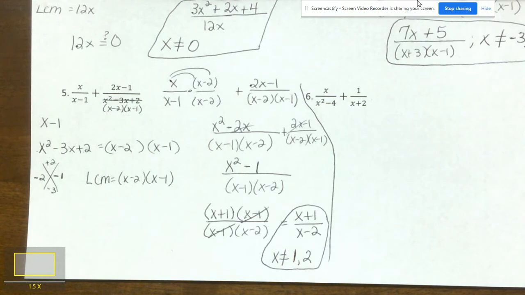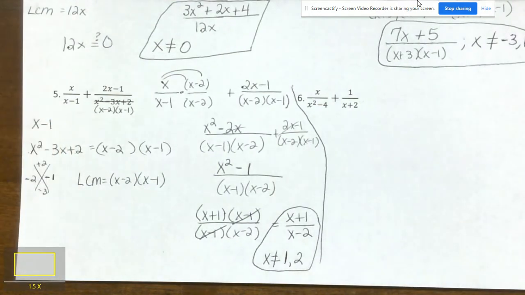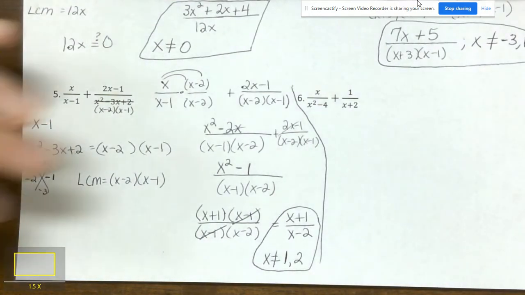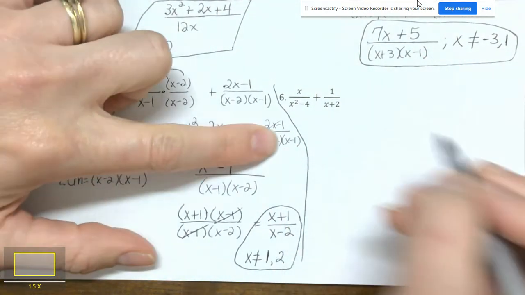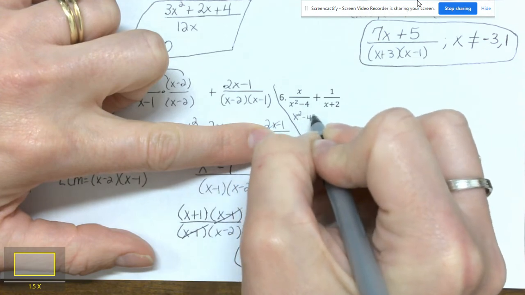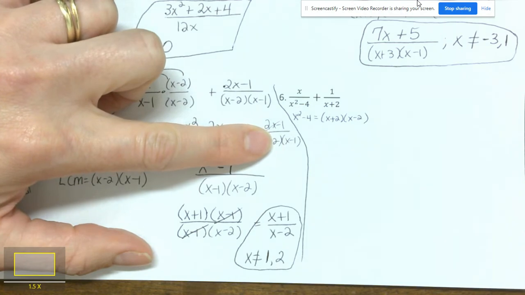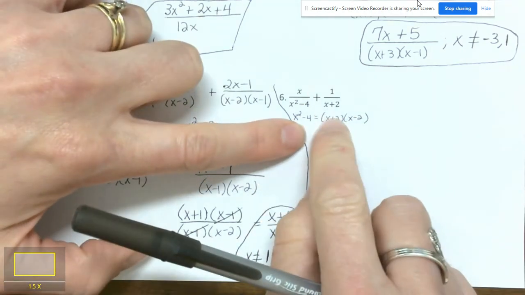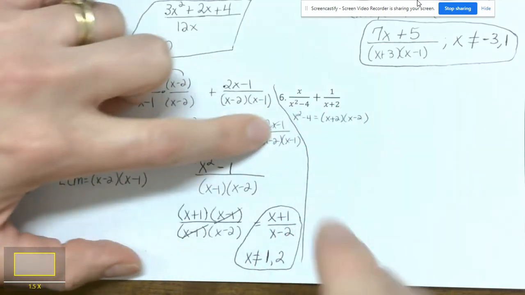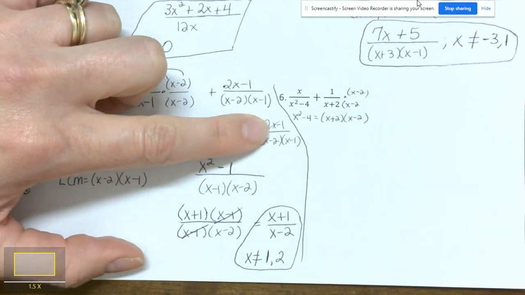Okay, I'd like for you to pause the video and see what you can do with number 6, and then come back and I'll work it. Okay, hopefully you paused the video and you worked number 6. So let's look at x squared minus 4. That will factor to x plus 2 times x minus 2. And then you have an x plus 2. So we've already got the x plus 2 in this one, but it still needs the x minus 2. So that means I've got to multiply the top and bottom here by x minus 2.